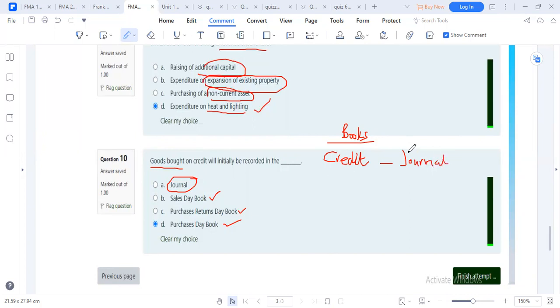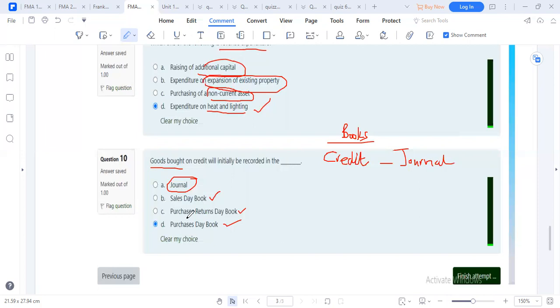Number 1, we have a sales journal and sales returns journal. We have a purchases journal and purchases returns journal. And we have what we call the journal proper, or the general journal in short.